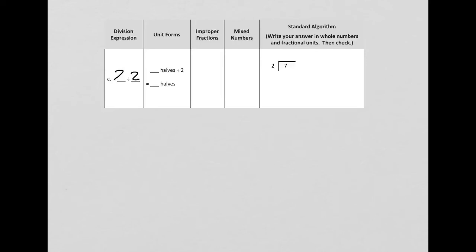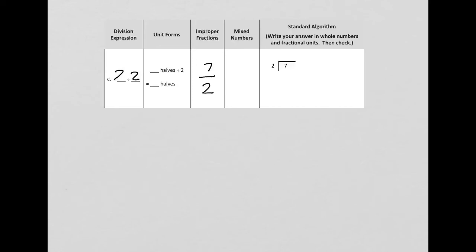7 divided by 2, I can go and make my improper fraction because I know that 7 divided by 2 can be written as 7 over 2. The first number becomes the numerator, the second number becomes the denominator. To find the mixed number, I'm going to solve the standard algorithm here.